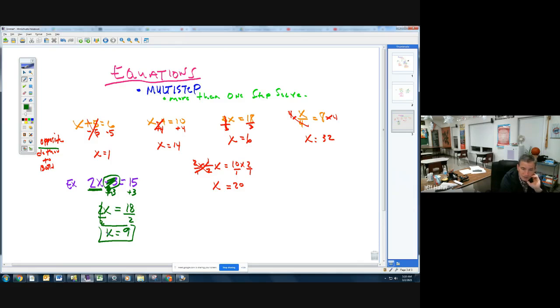And if you want to make sure that you did your problem right, we can go back to that original equation where it was 2x minus 3 equals 15. If I put 9 in for x, will it work out? 2 times 9 is 18. If I subtract 3 from 18, do I get 15 like I'm supposed to? I do. So this checks out. That checks out. Let me give you another one.